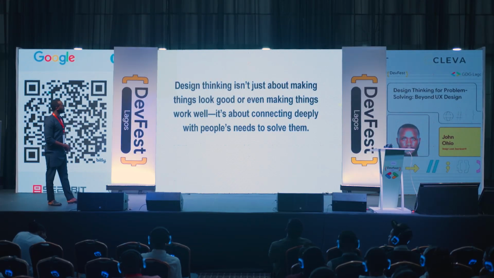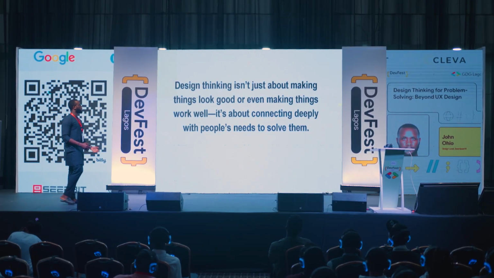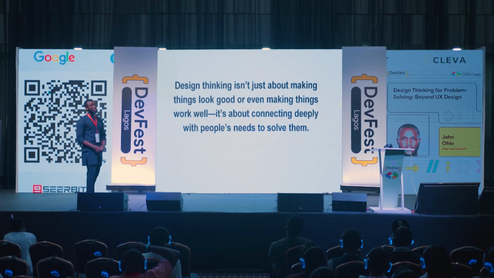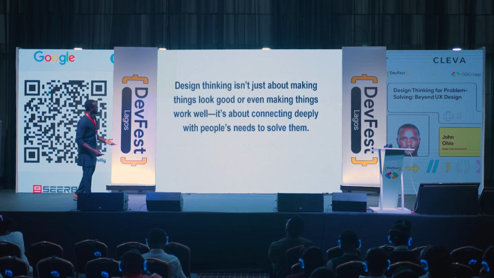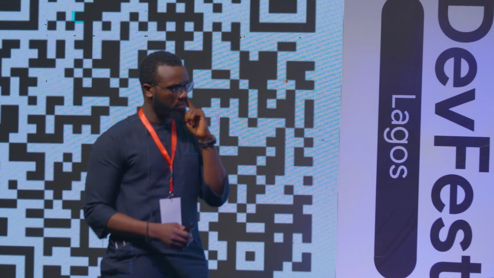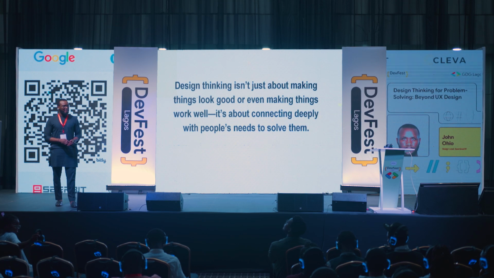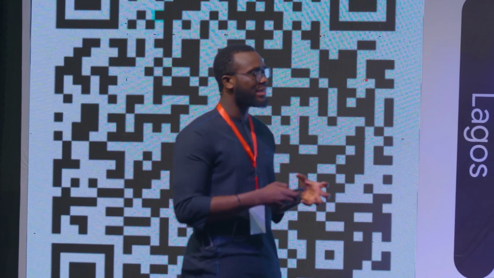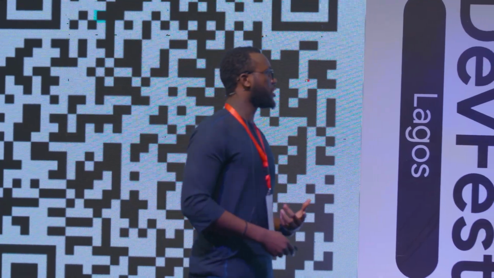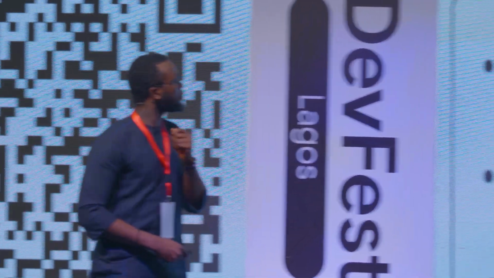So design thinking isn't just about making things look good or even making things work well, right? Because even that walkway, it's working well, yeah? But it's about connecting deeply with the people using these particular solutions, whether products, whether services. It's meeting the end people using it. That's what design thinking is all about. Connecting deeply with these people's needs to solve them, all right?